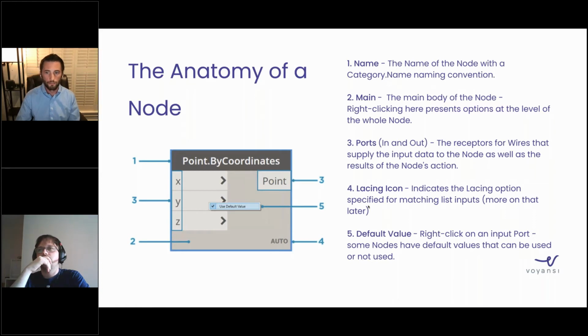And then you've got your lacing icon. That's how you match list inputs. We'll get more into that later. I don't want to complicate things too much up front, but we'll talk about that a little bit at the end. The last piece is some nodes have default values. You can use them or not use them. But if you right click on an input port, it'll tell you what that is.